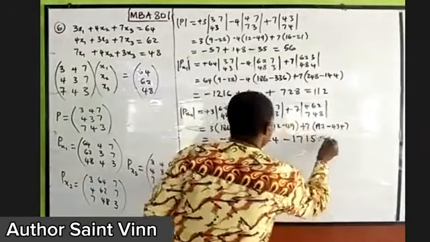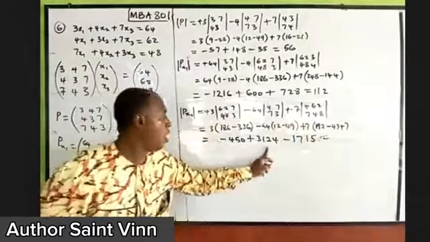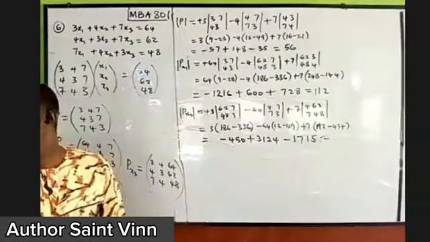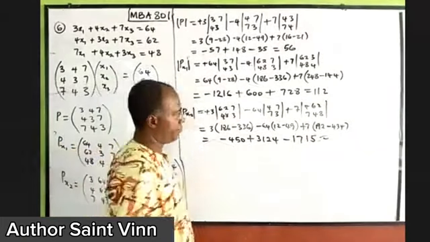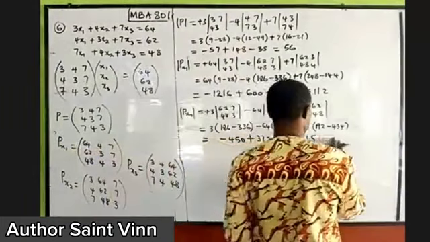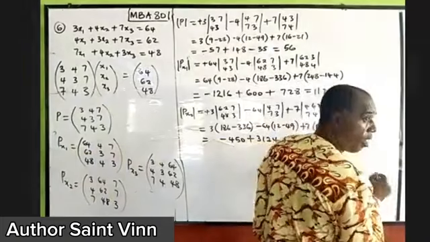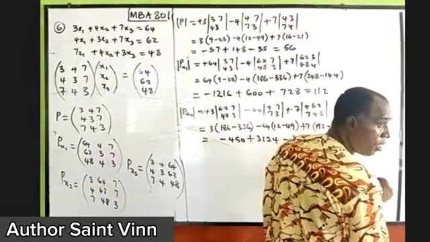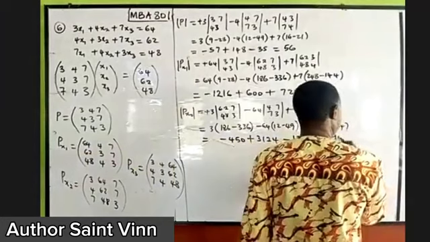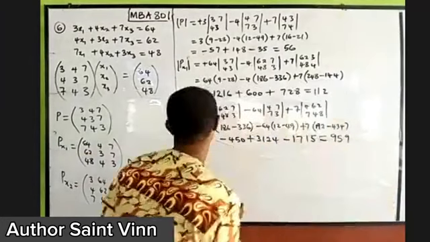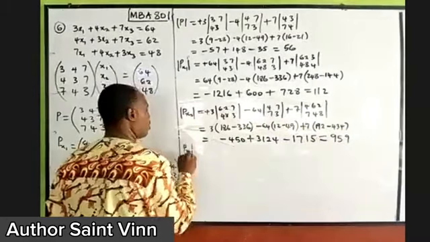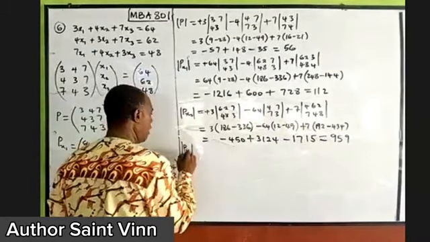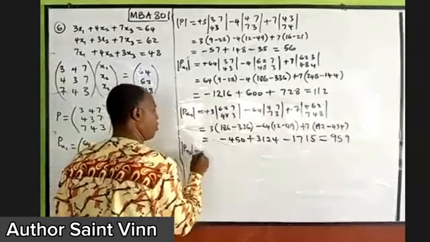Minus, plus, minus. What do you have? I hope they are following. 959. Okay. Finally, this method is called Cramer's rule, and that's what the question says we use.